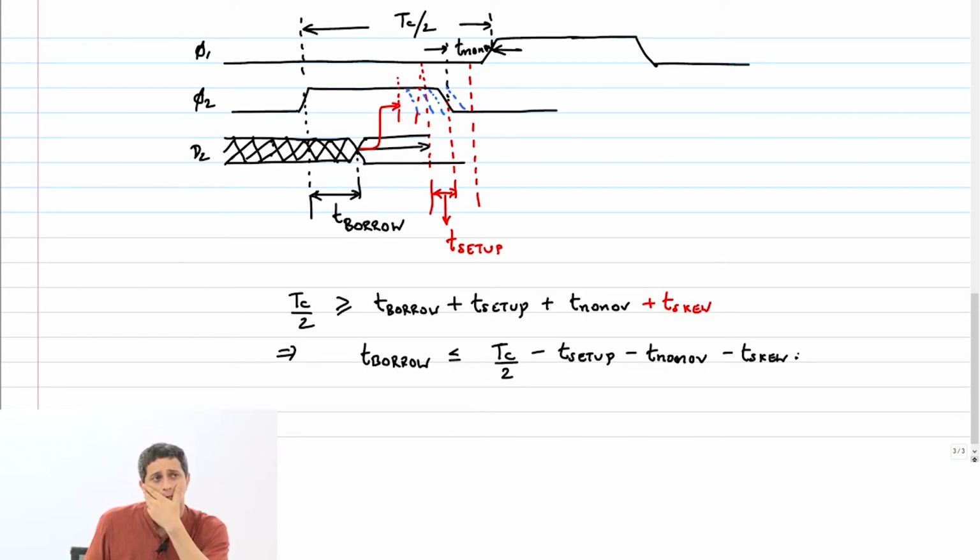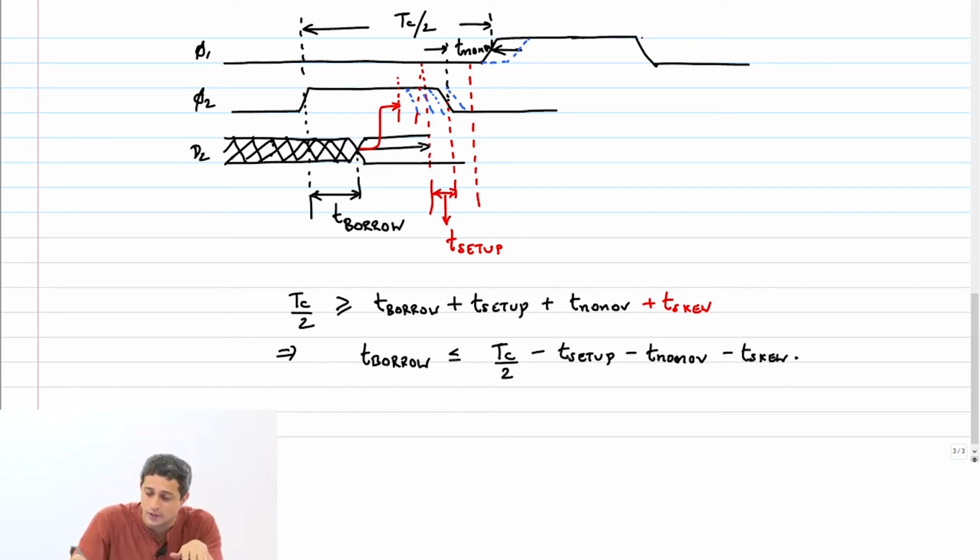Skew in phi 1. No, you're saying that what happens? Are you saying that phi 1 becomes like this? No, but the point is the rising edge of phi 1 is never an issue. This is something that you have to get.